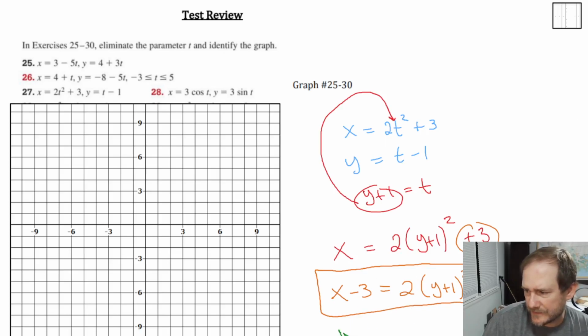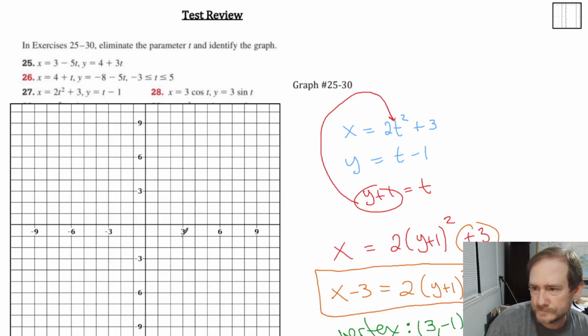It tells us that we have our vertex at (3, negative 1), which is right here on our grid. And then from here we could plug in to find a couple more points. So what's the best way? I don't know. Oops.